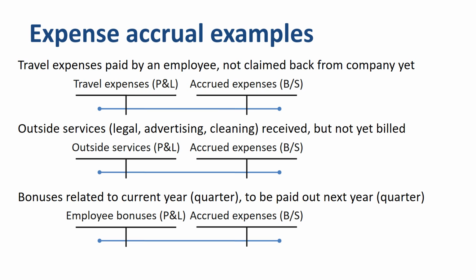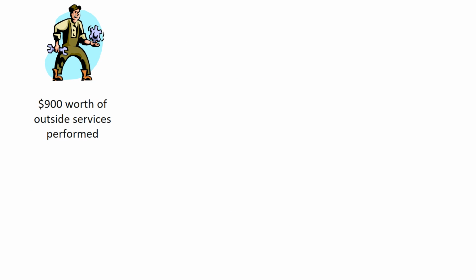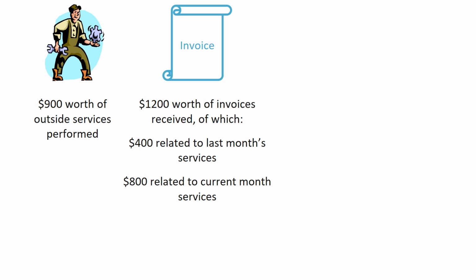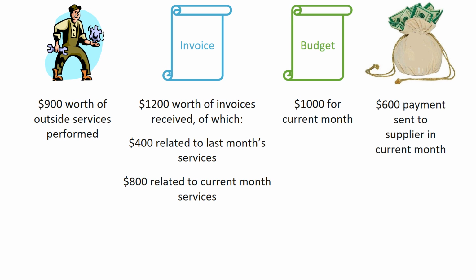We will now discuss the second example of outside services in more detail, with numbers and accrual journal entries. This month, a maintenance company performed $900 worth of outside services for us. In the same month, you received $1,200 worth of invoices, of which $400 related to last month's services, and $800 related to current month's services. Your budget for the month was $1,000. The payment sent to the supplier is $600 in the current month. Which of these numbers should be recorded as the current month expenses?